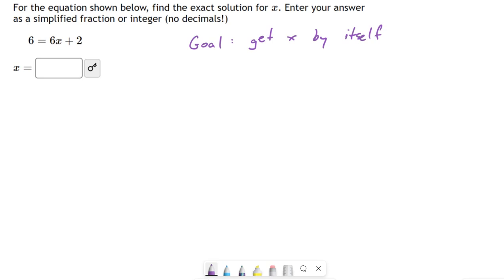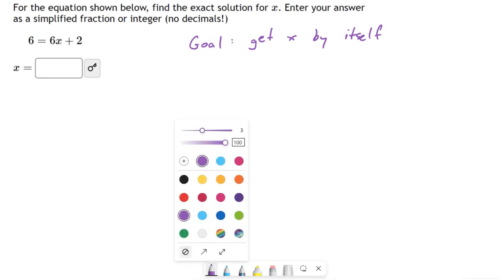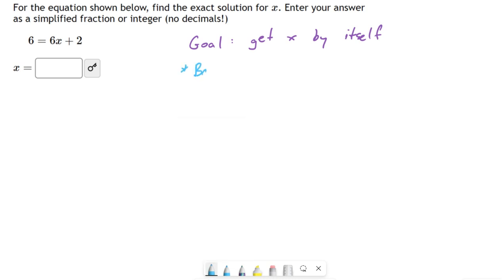So what we have to do to make that happen is a special set of operations called balancing the equation. And I'm going to show you how to do that. This is a two-step equation, so it is not going to take more than about 2 steps. And it's a linear equation. That's kind of useful to know.